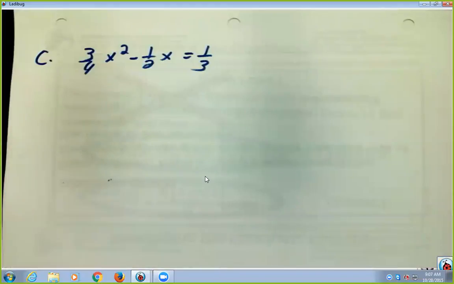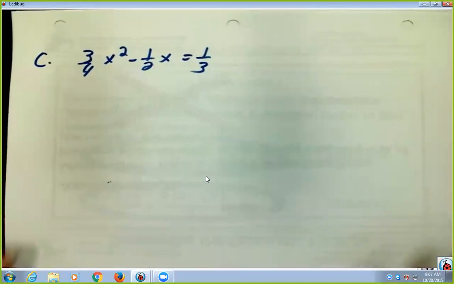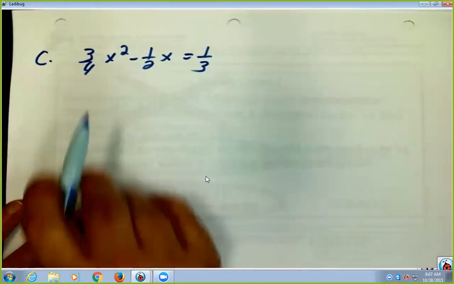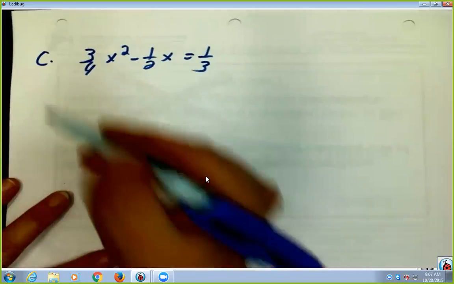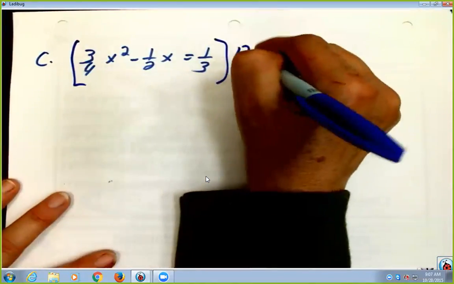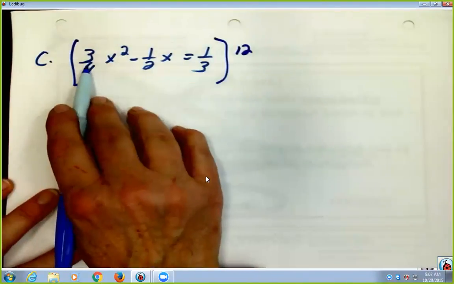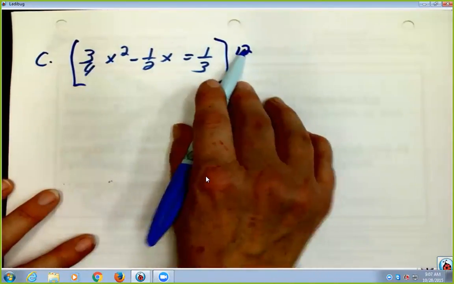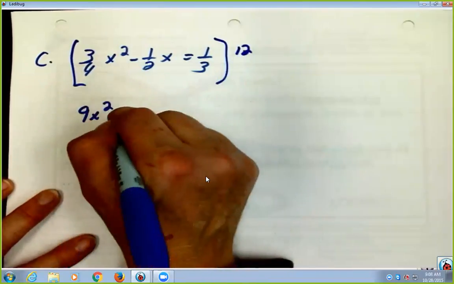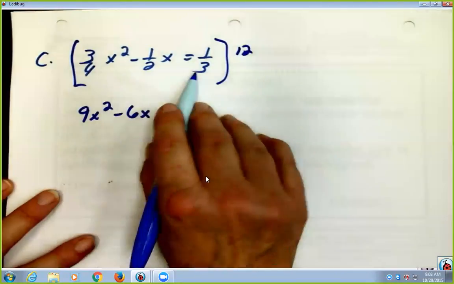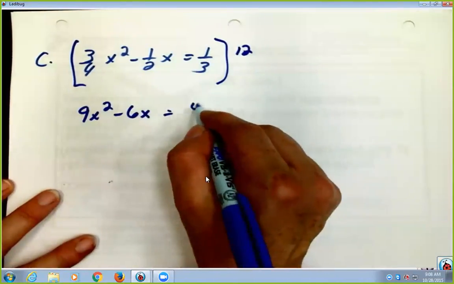Okay, so let's do another one. This one's got fractions in it. But as we said at the very beginning, we need to get rid of fractions. So how do we get rid of them? Well, I just simply find their common denominator. So what's my common denominator in this case? 12. And I'm going to take every piece of it and multiply it by 12. So 3/4 times 12, the 4 and the 12 will cancel. 3 times 3 is 9, x squared. 2 goes into 12, 6. 6 times a negative 1 is a negative 6x. 3 goes into 12, 4, and 4 times 1 is 4.